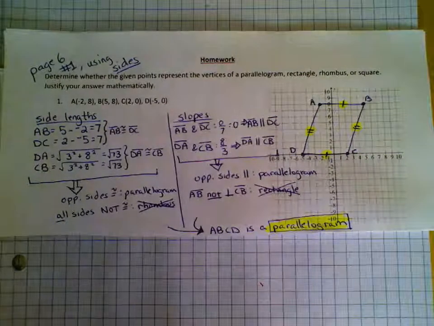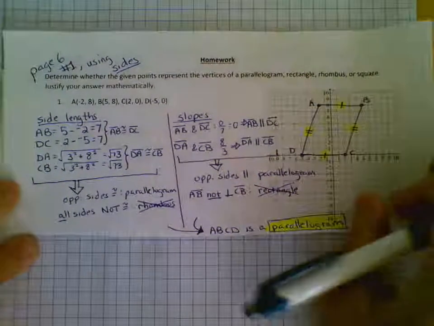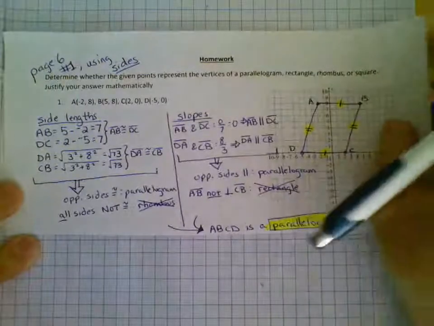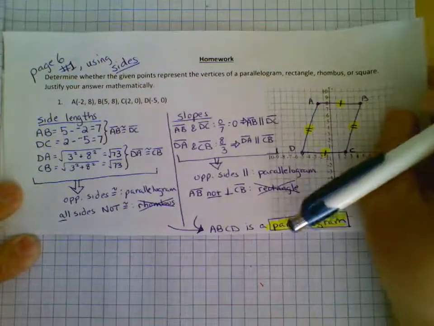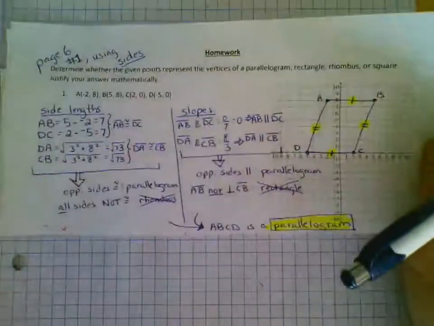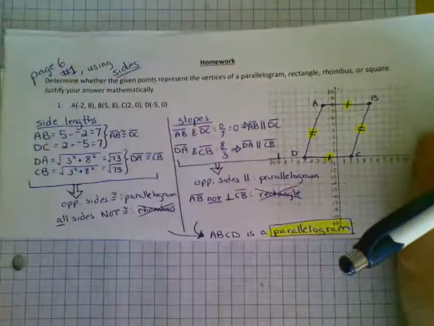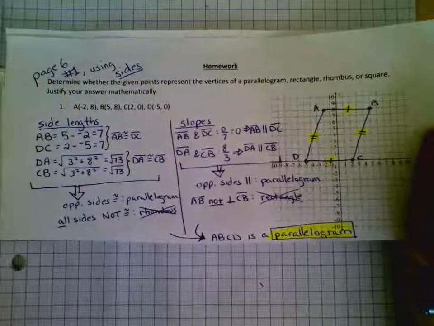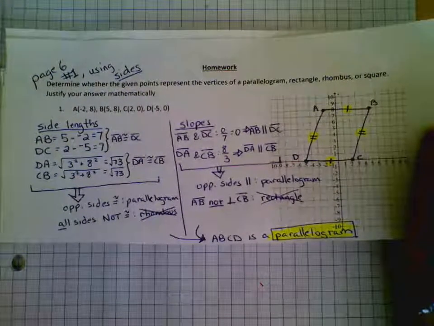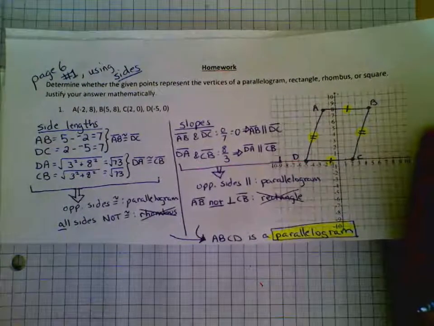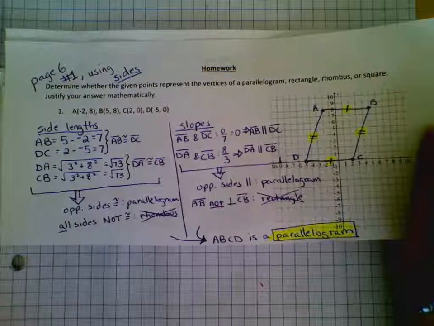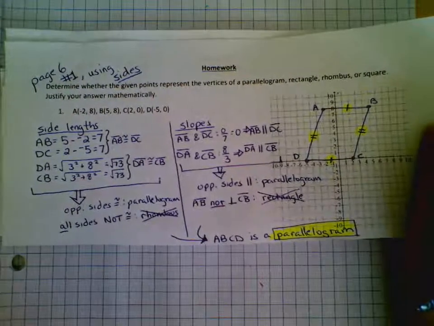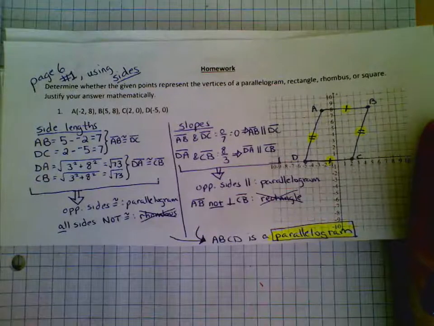ABCD is a parallelogram. On the other hand, I could have used my diagonals and reached the exact same conclusion, but using different properties, using the diagonals' properties. You don't have to do both. This is an either or. In fact, you can mix and match. You could use the sides to show it's a parallelogram and then use the diagonals to test whether it's a rhombus or a rectangle. It's whichever works for you.